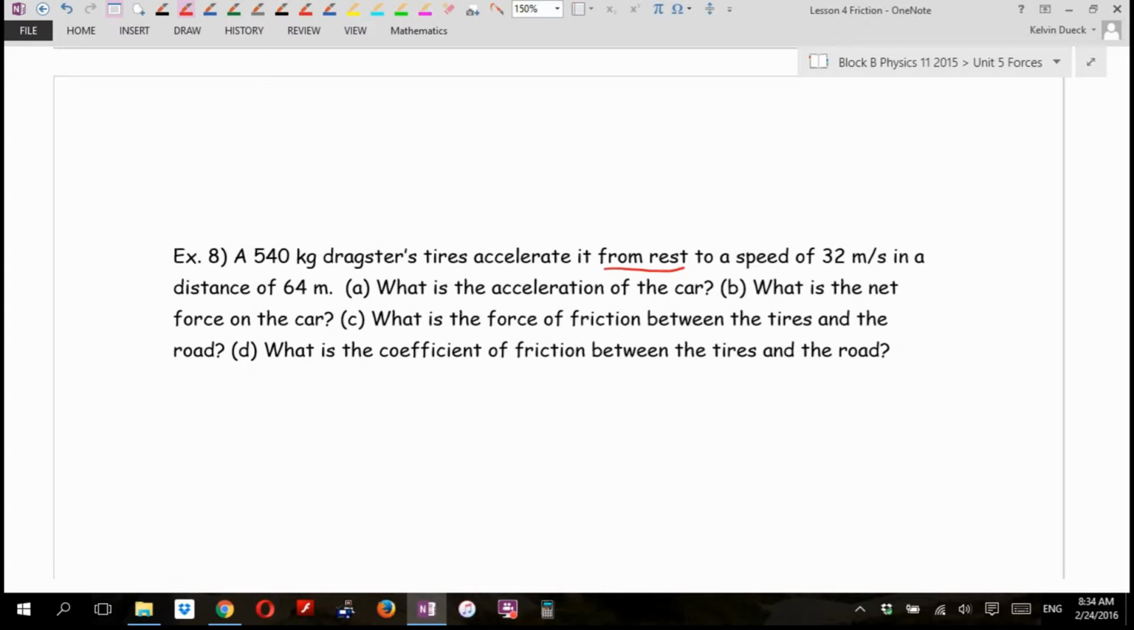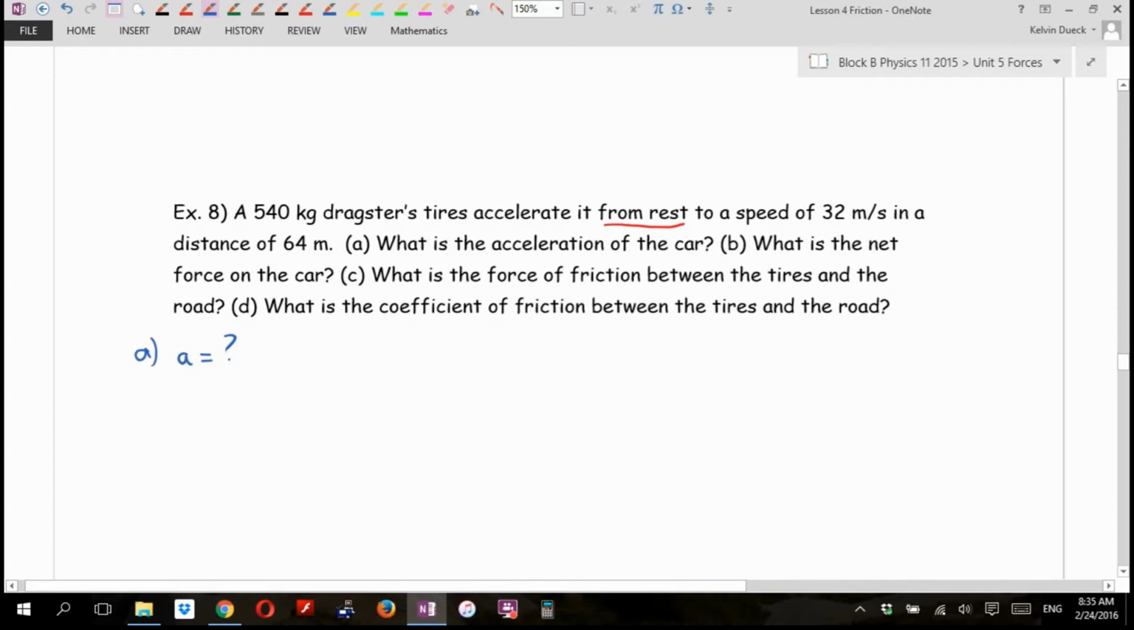From rest to a speed of 32 meters per second in a distance of 64 meters. Okay, what does part A want me to find? So part A wants me to find A. You'd think I planned that. What else do I know? VI is 0. And now my path is set.